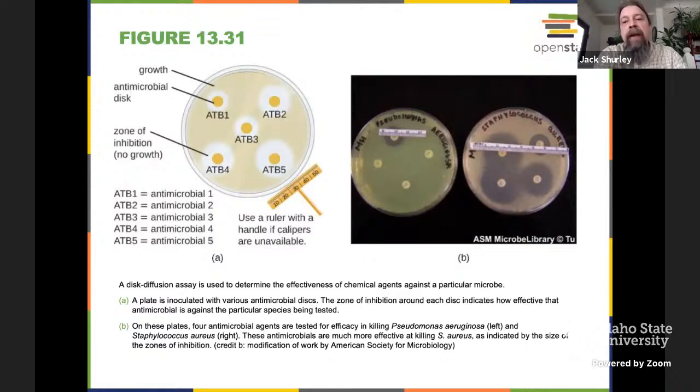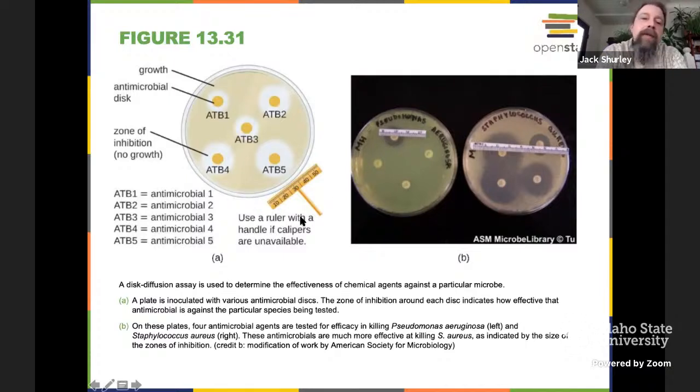That plate gets incubated, and then dependent upon the size of the zone of inhibition, as we see on these plates, the greater the zone, the more effective that specific antimicrobial agent is. There are, again, numerous types of antibiotics that might be tested.